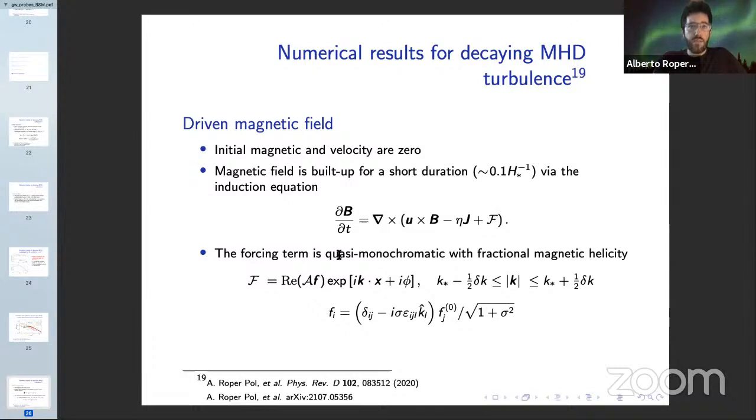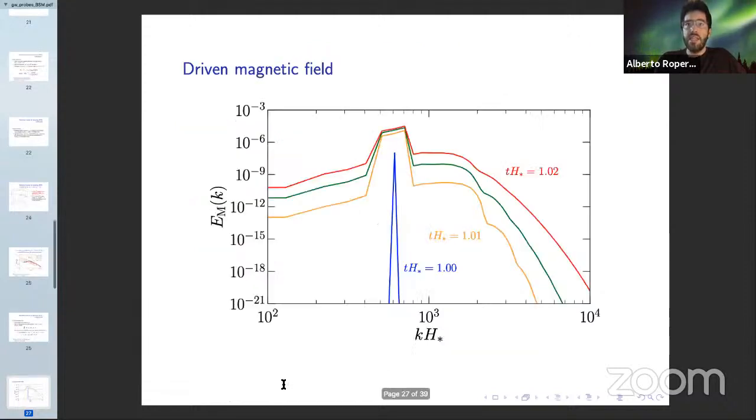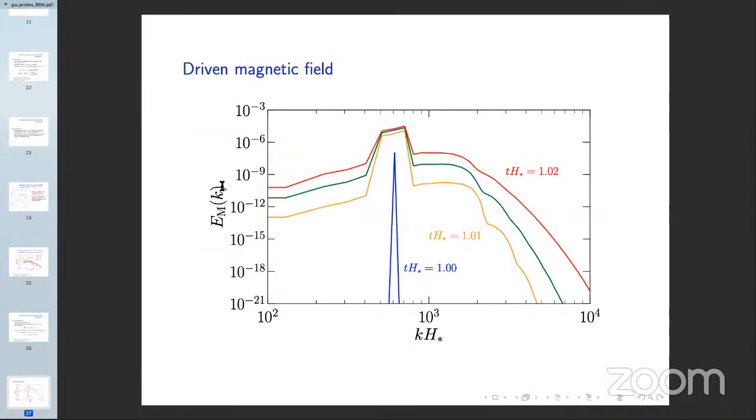And this forcing term is a quasi-monochromatic forcing around the spectral peak. So we're forcing approximately in a bandwidth around the spectral peak, with a forcing term that also has some fractional helicity. And these are technical details I'll explain in these papers. Okay, I'll go quickly over this.